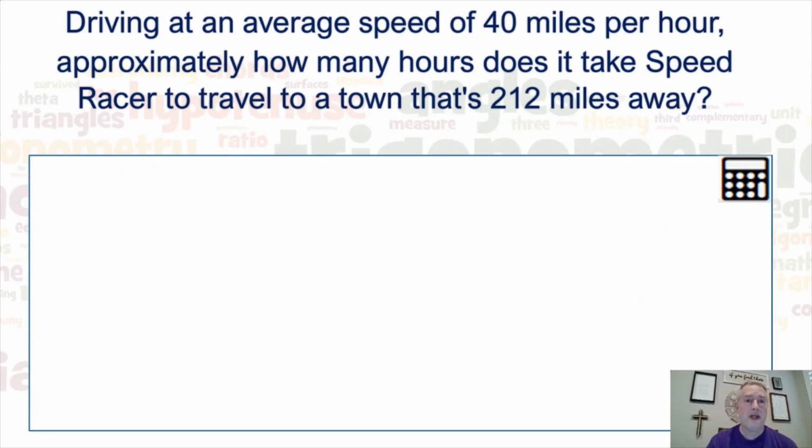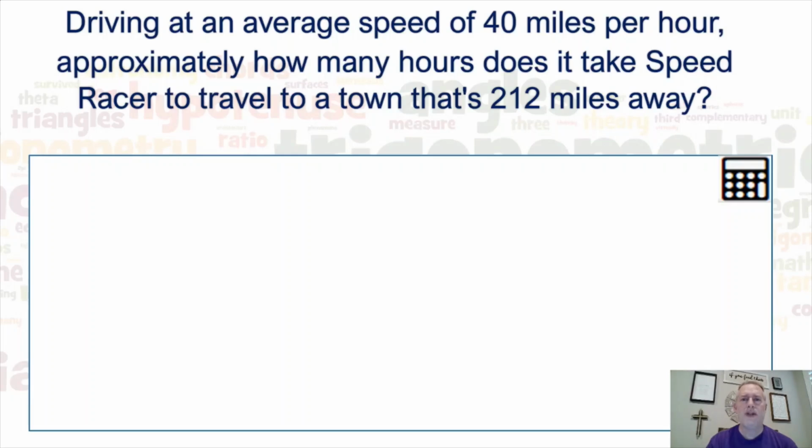Another problem. Driving at an average speed of 40 miles per hour, approximately how many hours does it take Speed Racer to travel to a town that is 212 miles away? If you look in that corner, you can see that we can use a calculator on this problem. And if we click on that button on the real test, a calculator will pop up. That might be pretty helpful here for us. So let's read this again. Driving at an average speed of, does that mean I multiply? I don't think so.